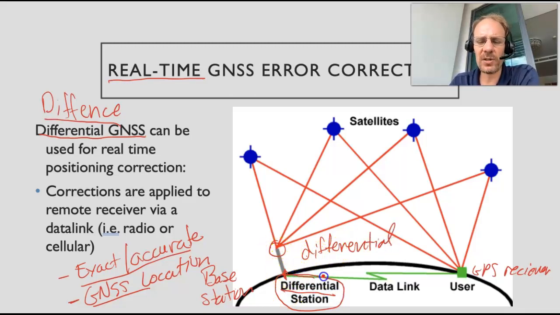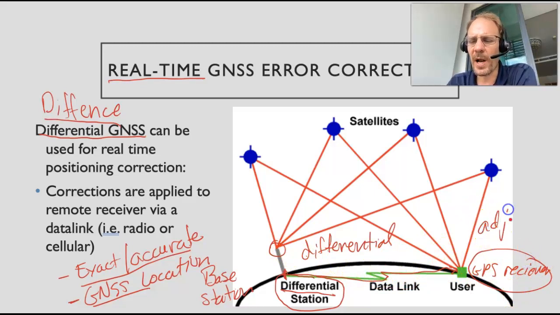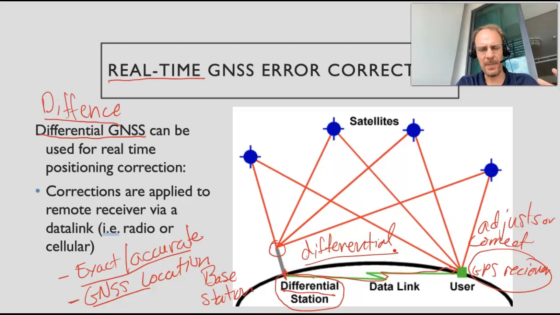Differential, it sends that differential via data to your GPS receiver, which then adjusts or corrects your location based off of the difference. Okay, so the base station calculates the difference between its known location and its GNSS location, sends that to your receiver, and then your receiver adjusts accordingly. And that's because the error that's experienced here, this difference, should be similar to that if you're within, say, a couple, maybe 200-300 kilometers. The difference would be very similar.